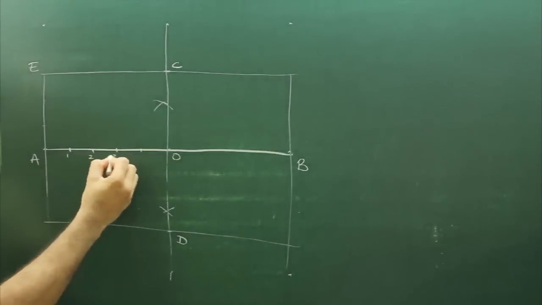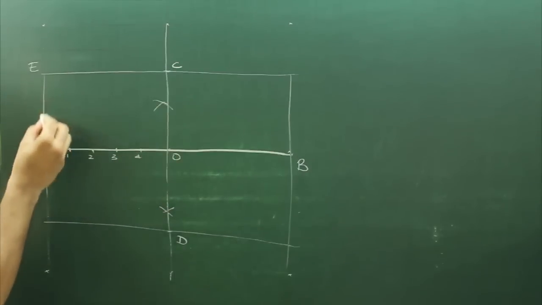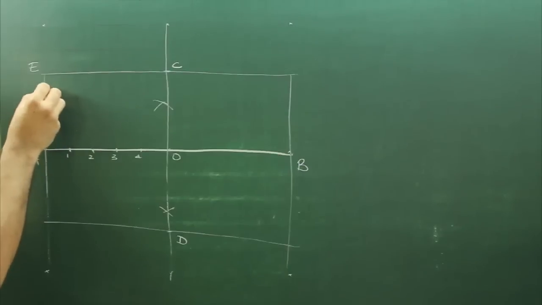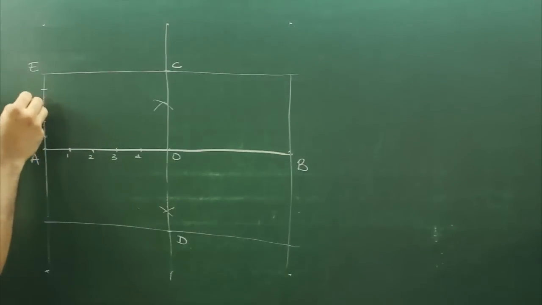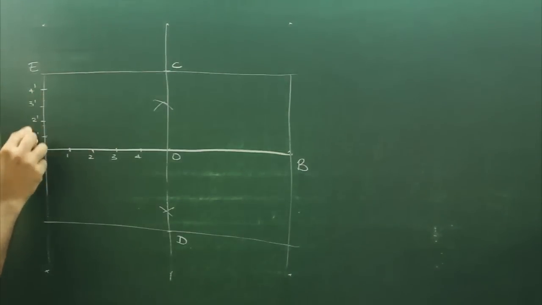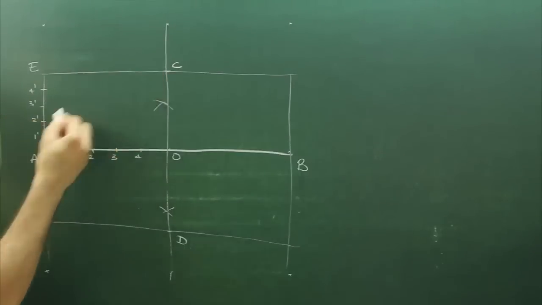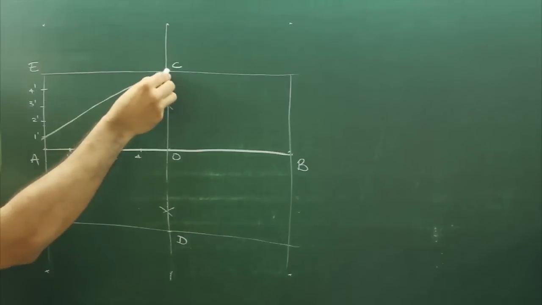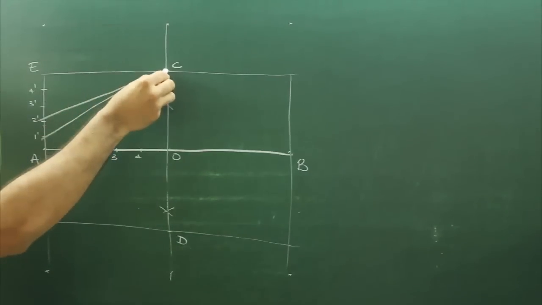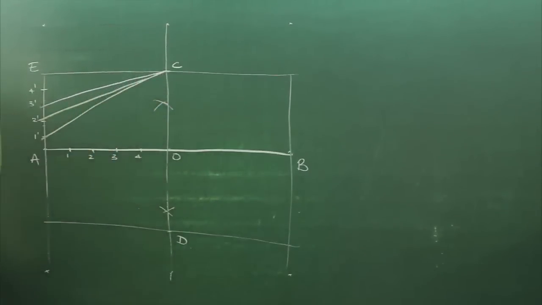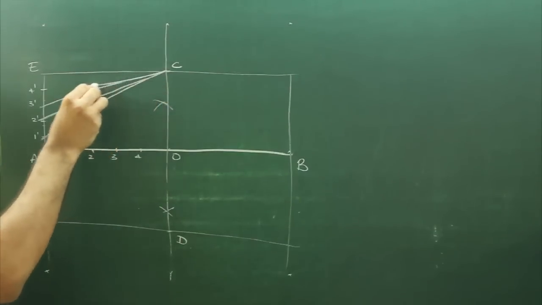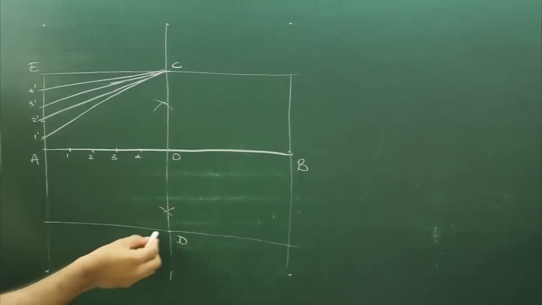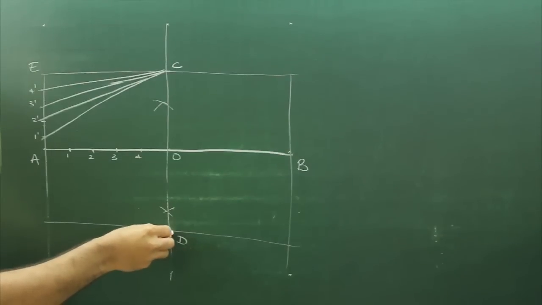1, 2, 3, 4, 5. Same way, this into 5 parts. 1, 2, 3, 4. Dash 1 dash 2 dash 3 dash 4 dash. Then we'll join C2 1 dash, C2 2 dash, C2 3 dash, C2 4 dash.